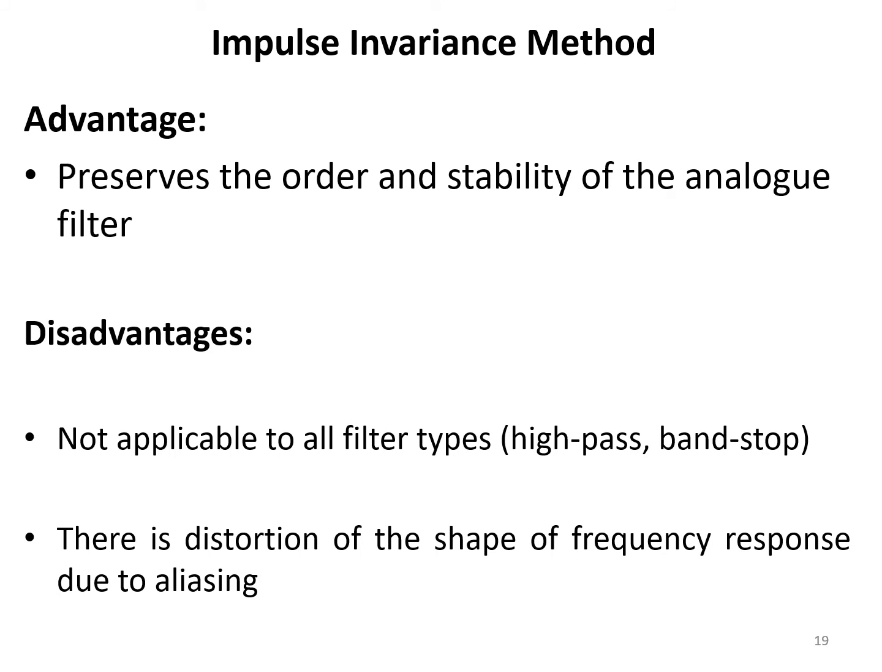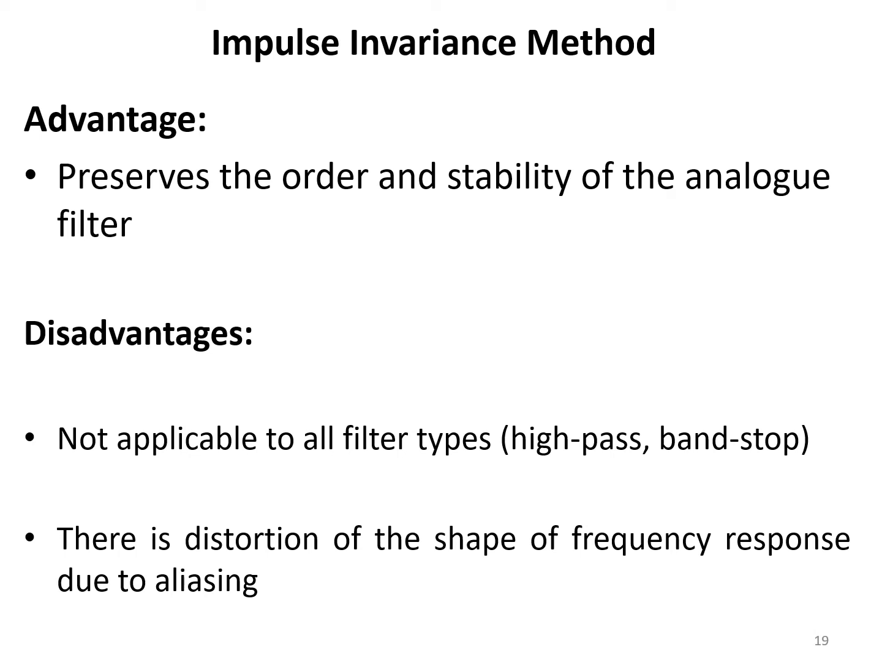So in general, the advantages of the impulse invariance method are: it preserves the order and stability of the analog filter. It preserves the order and the stability. The order of the converted filter remains whatever the order of the analog filter was, and stability is also preserved. If the analog part was stable, then the digital part would be stable as well.